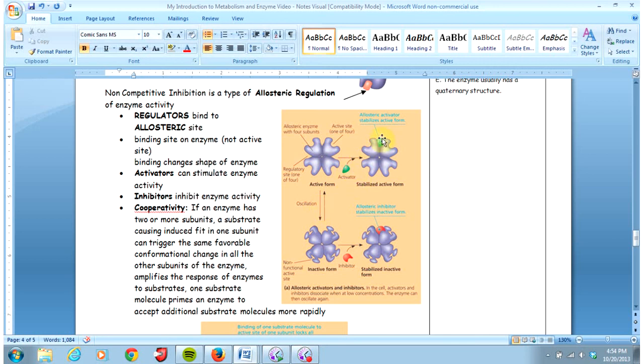When you add the activator, it's stabilized in the active form. If you add the inhibitor, it's going to be stabilized in the inactive form with active sites that are not receptive to substrates coming in.